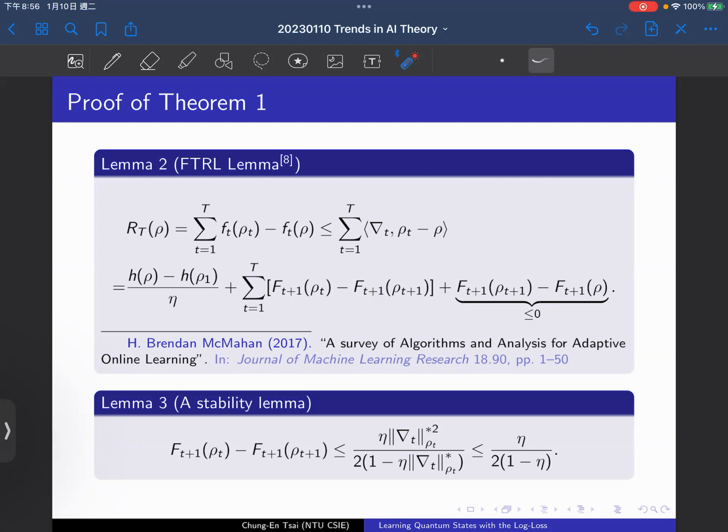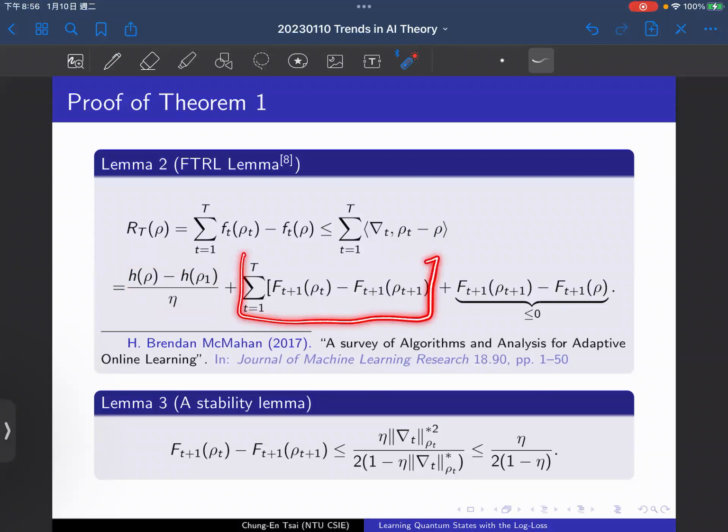What we want to bound is the regret of rho, and by definition, it is the cumulative loss of our algorithm minus the cumulative loss of the competitor rho. By convexity, it can be upper bounded by the inner product between the gradient of f_t at rho_t and rho_t minus rho. And the following is an equality. You can check it yourself that this summation can be decomposed into the following three terms. The first term we are familiar with: H(rho) minus H(rho_1) over eta. So we leave this term.